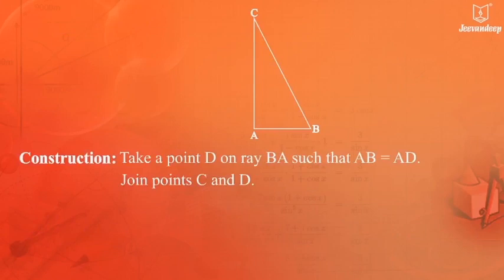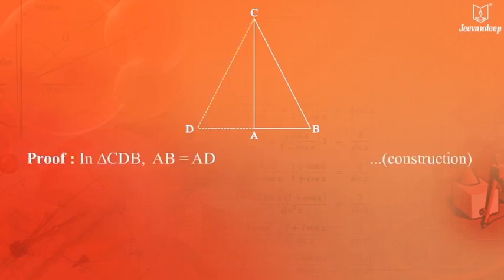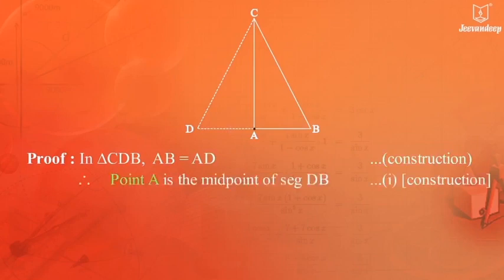Construction. Take a point D on ray BA such that AB equals AD. Join points C and D. Proof. In triangle CDB, AB equals AD by construction. Therefore, point A is the midpoint of segment DB. Equation 1, by construction.